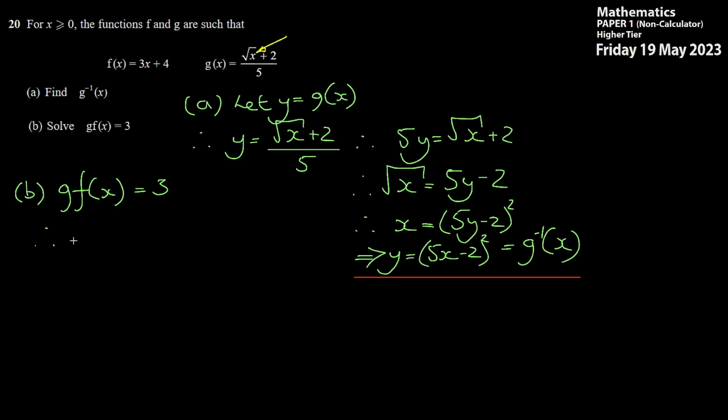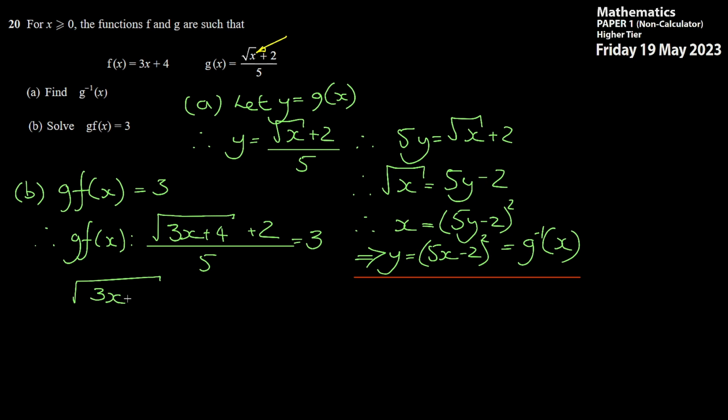So therefore I can say that g of f of x is equal to the square root of f of x, which is 3x plus 4, plus 2, and that's divided by 5. And we know that is equal to 3. Change that equal sign. All right, cross multiply and then expand. So I get that the square root of 3x plus 4 plus 2 is equal to 15.